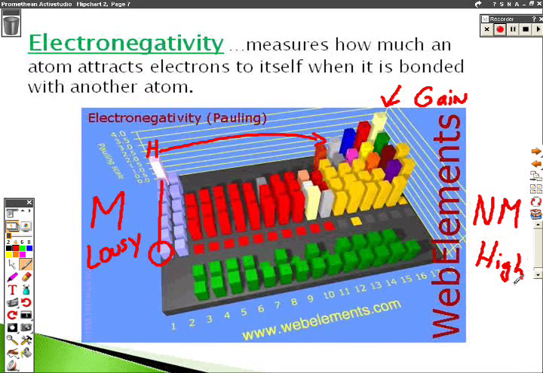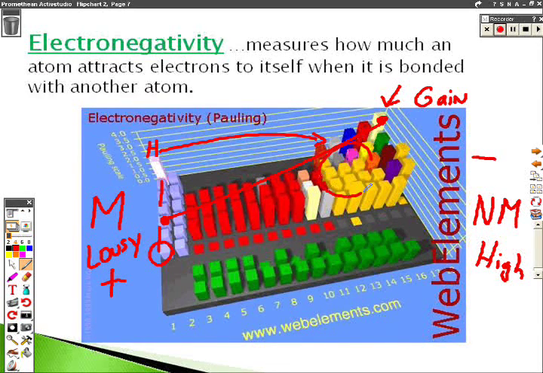The bigger the difference between a nonmetal and a metal right here, if you have this combining with this right here, that's a huge difference. Look how far apart they are on the periodic table. We're actually going to do math and subtract them. The bigger the difference, you have an ionic bond. A loser and a gainer, a positive and a negative.